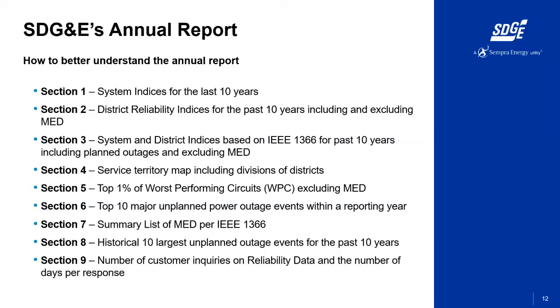The annual report, the 2019 annual reliability report, which I understand is already posted to the sdge.com website. This slide will give you an idea of what to expect. When you see that, there's a total of 9 sections, and depending on the kind of information that you're really interested in, you should be able to find it in any one of these sections.